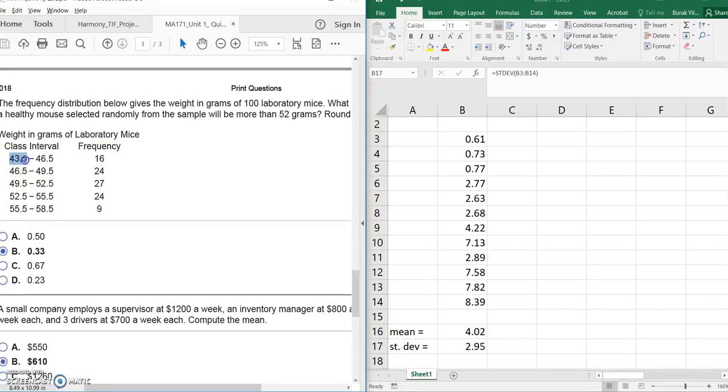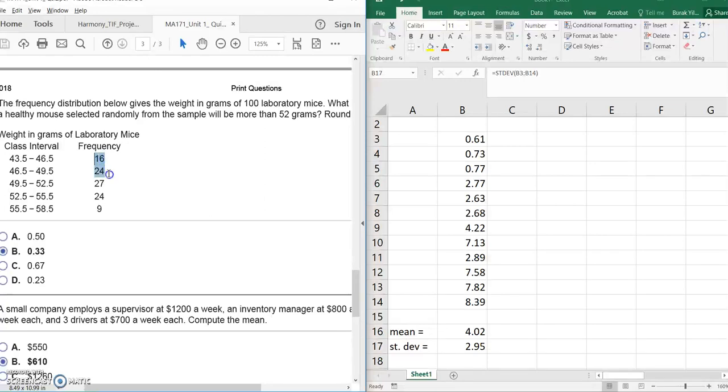Obviously all of these intervals are 52 or less. That 52.5 indicates it's 52 or less. So the only group of mice that weighs more than 52 grams is the last 2 rows. So we have 24 mice here plus another 9 here. So 24 plus 9 makes 33. And we have a total of 100 mice.